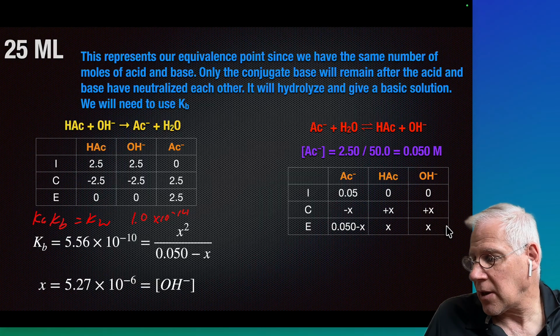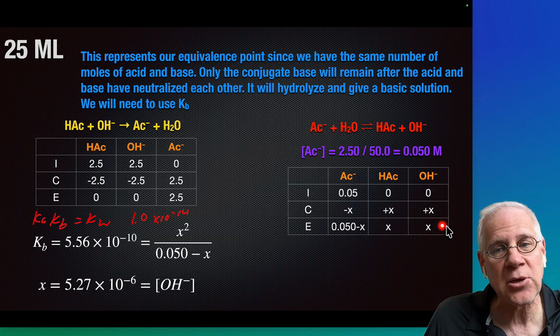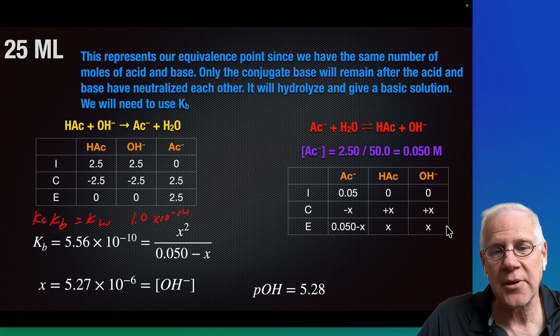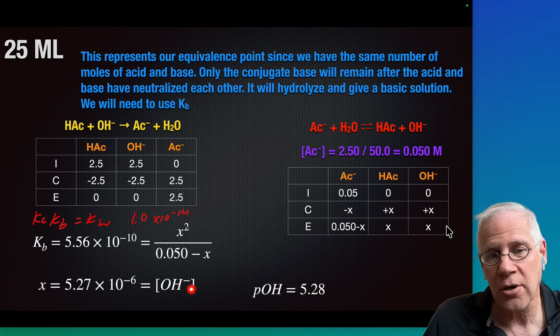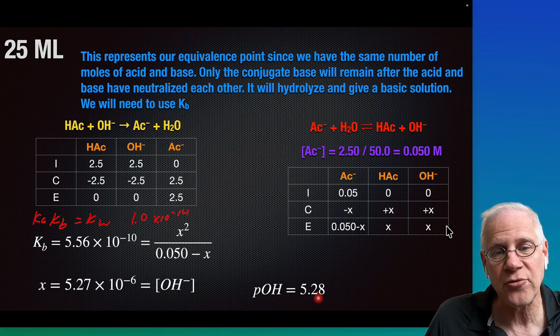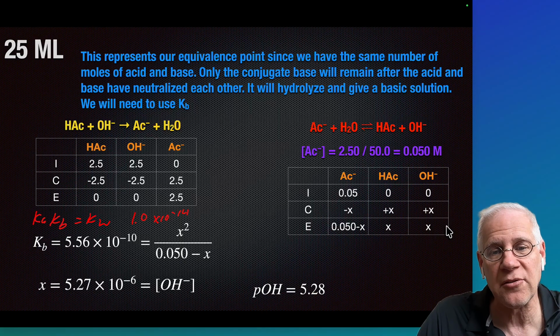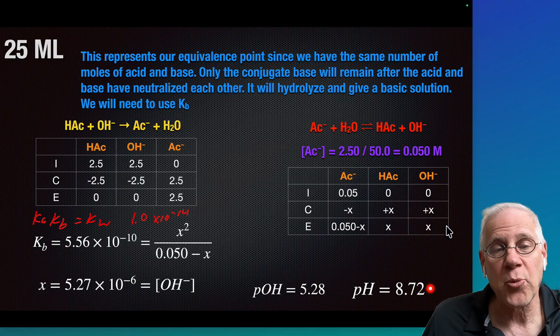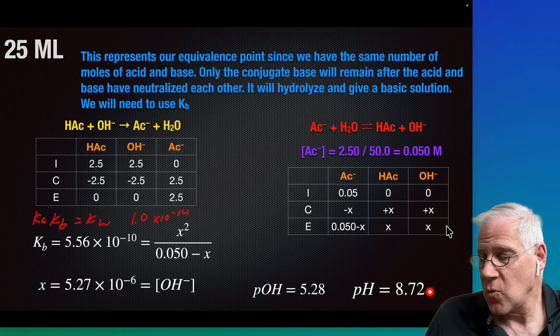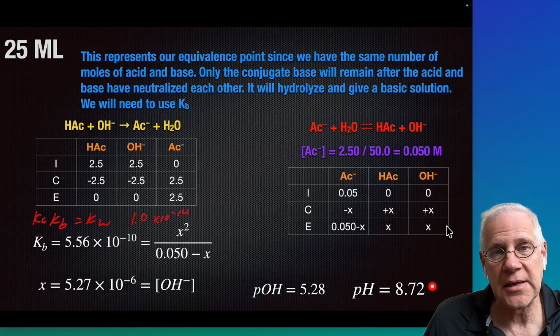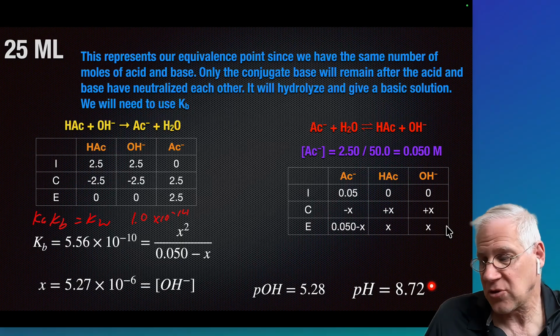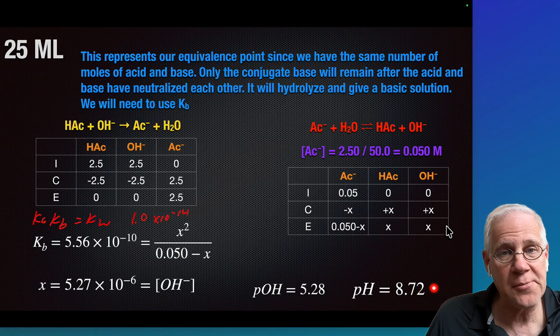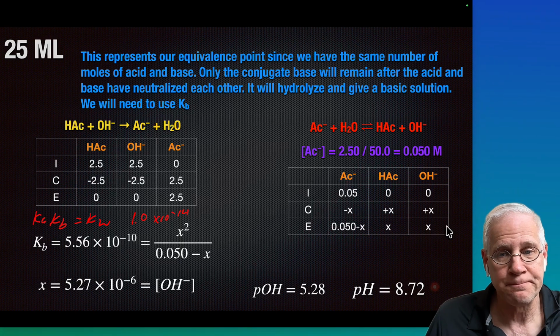And if we look at our ICE box, it shows that X is equal to the concentration of hydroxide. So that allows us to calculate a pOH. Taking the negative log of the OH gives us a pOH of 5.28, but we want a pH, so we need to subtract that value from 14, and we get a pH of 8.72. Remember, we said if we have a weak acid being titrated with a strong base, we're going to have a weak conjugate base at the end point, and we're going to have a basic pH, and that is in fact what we have. We have a pH of 8.72 at the end point.